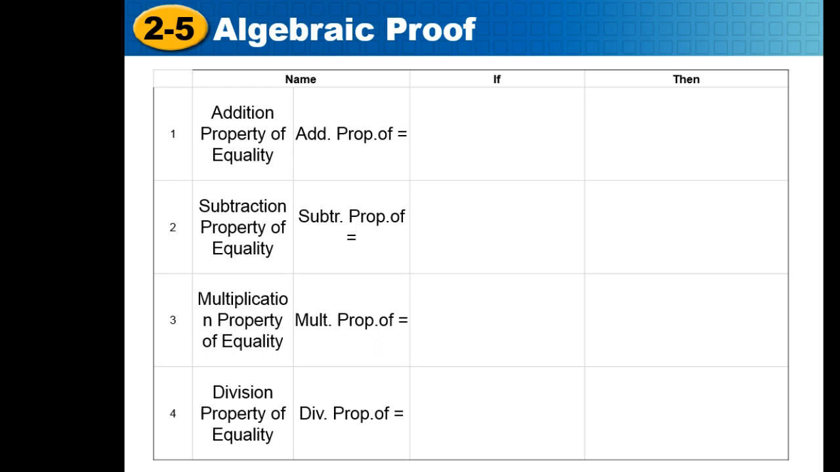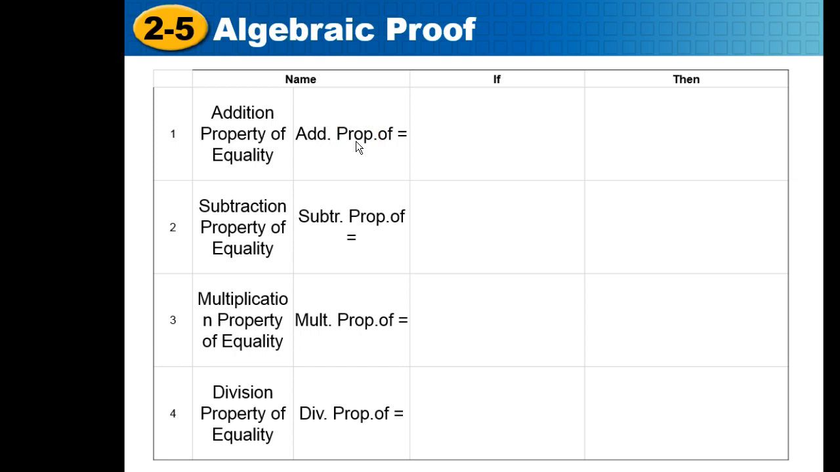We're going to start by defining what we call the addition property of equality. The addition property of equality is going to be abbreviated here. So when you are writing the justification on your papers, you're going to use the wording or abbreviation that's here. And you'll notice that this is slightly different from the book.